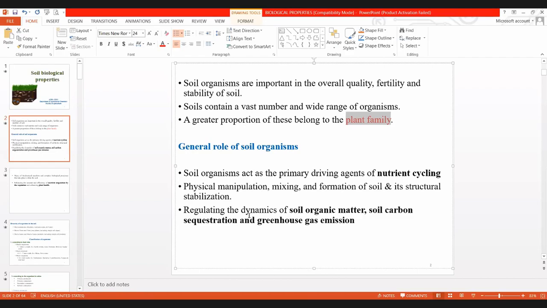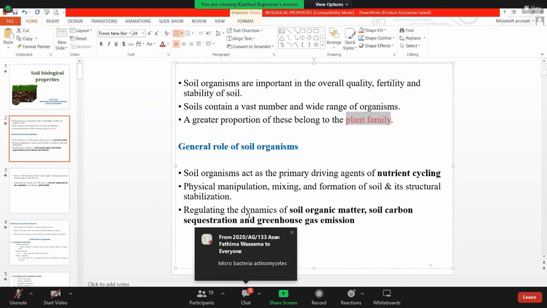Microorganism, rhizobium. I couldn't understand. Rhizobium bacteria, nitrogen cycle. Okay, rhizobium fixes nitrogen, so this is involved in the nitrogen nutrient cycle. Okay. Any other?